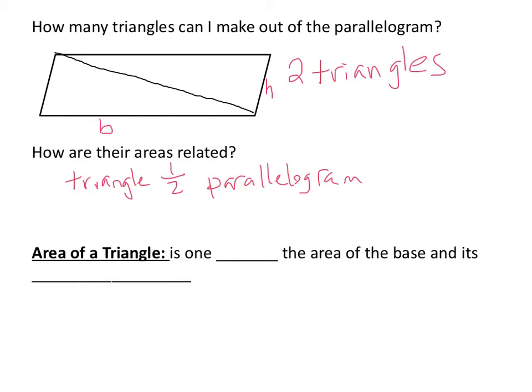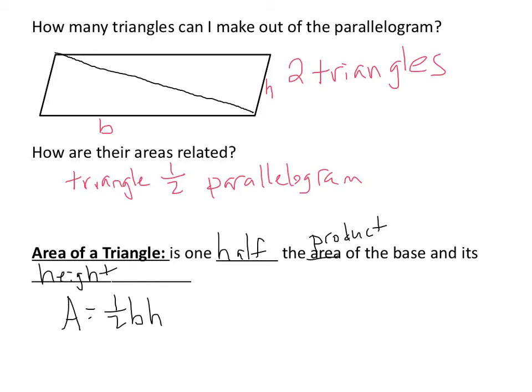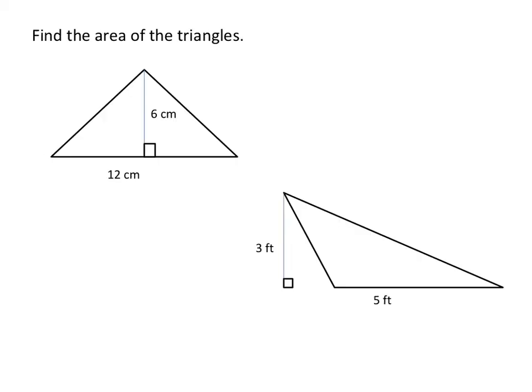So the area of a triangle is 1/2 the product of the base and its height. So you might see area written as 1/2 its base times its height, or sometimes you'll see it as base times height divided by 2, because really multiplying by 1/2 and dividing by 2 are the same thing. Now we can use that to find the area of the triangles.